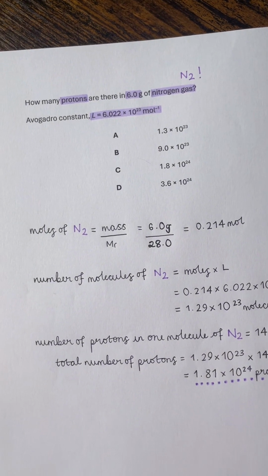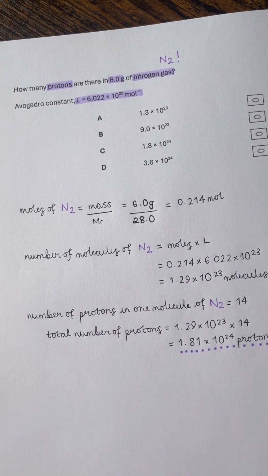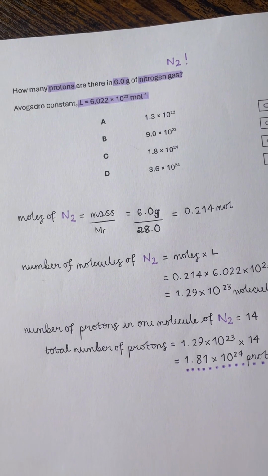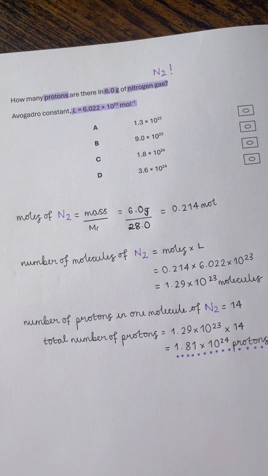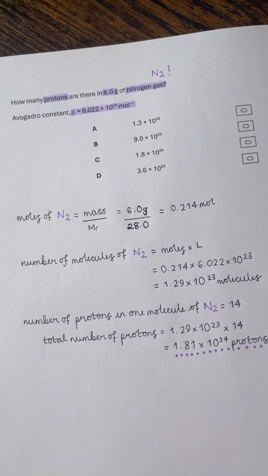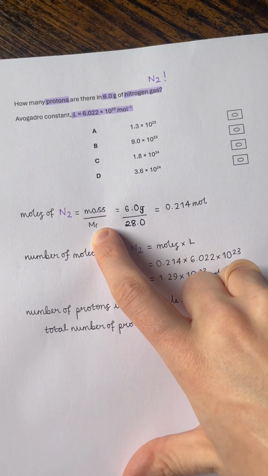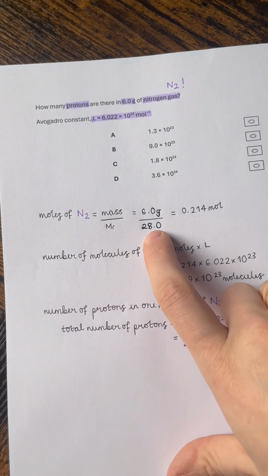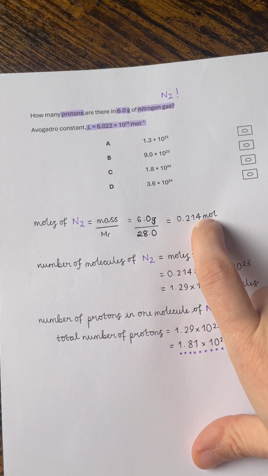Okie dokie, so we're working out how many protons there are in 6 grams of nitrogen gas, and we're given the value for Avogadro's constant, which is 6.022 times 10 to the 23 mol to the minus 1. Now, the first thing that will catch some students out is not remembering that nitrogen is a diatomic gas. So the formula for nitrogen gas is N2, and therefore when we work out the moles of nitrogen, we're going to do the mass divided by the Mr. So we're going to add the nitrogen's relative atomic mass twice. So 14 add 14 is 28. 6 grams for the mass divided by 28 gives me the number of moles.